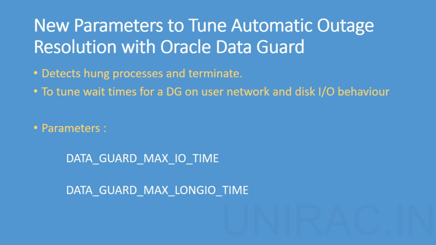Two new parameters have been introduced from 19c to detect your hung process and terminate, which are DATA_GUARD_MAX_IO_TIME and DATA_GUARD_MAX_LONG_IO_TIME. Whatever waits are found on your network or disk that cause your Data Guard to hang, for those processes, within the time limit which we configure with these two parameters, the long I/O operations or the I/O operations are terminated by itself from 19c.